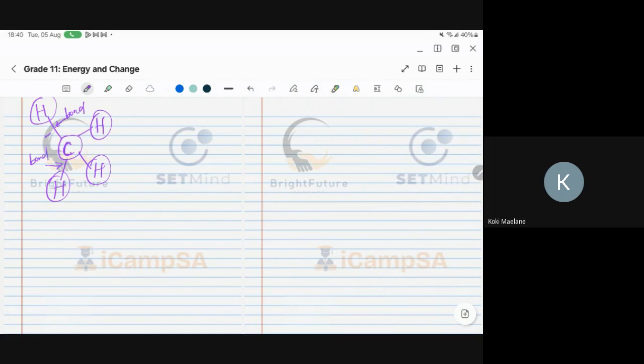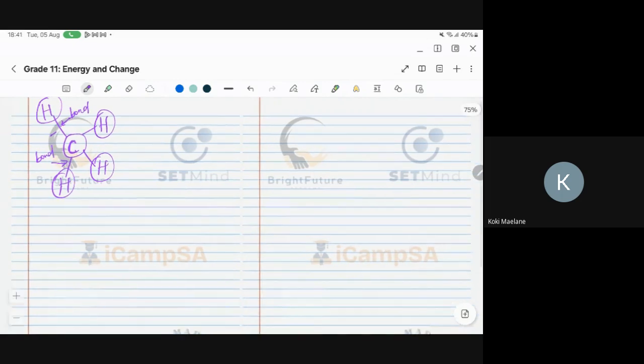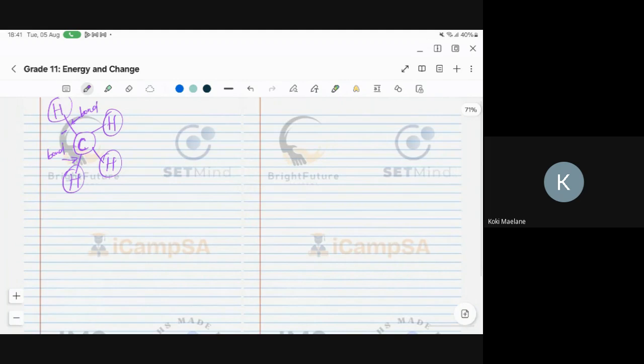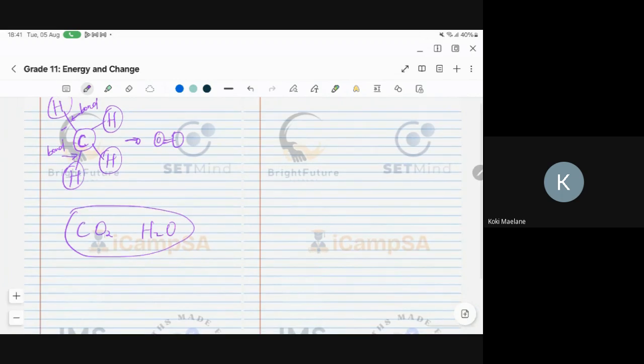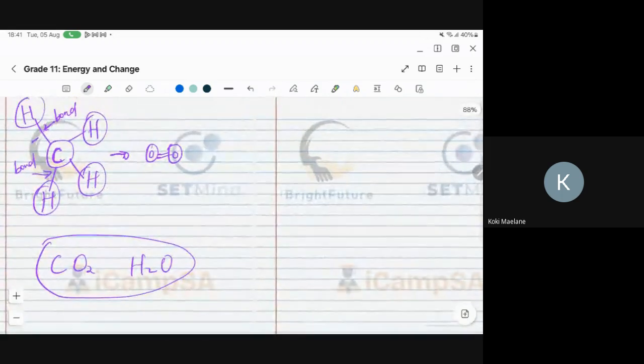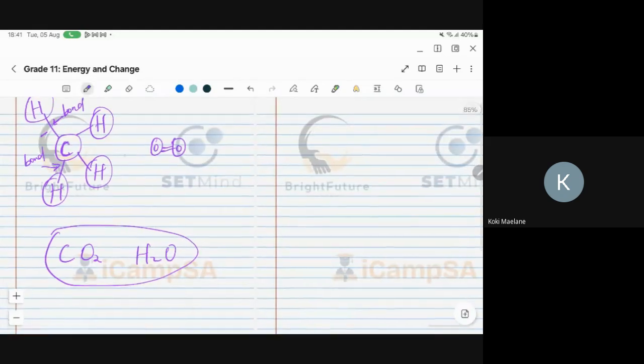All these are bonds. Everything that joins the carbon to the hydrogen atom is a bond, right? So what I'm saying is, if, for instance, you are burning methane, because methane is a flammable gas, what will happen is, before we form the other products, because usually what will form is carbon dioxide and H2O, right? These will be the products that will form. So during this burning, obviously you will add some oxygen. Oxygen is usually like this. That's your oxygen. Oxygen atoms there, they are bonded.